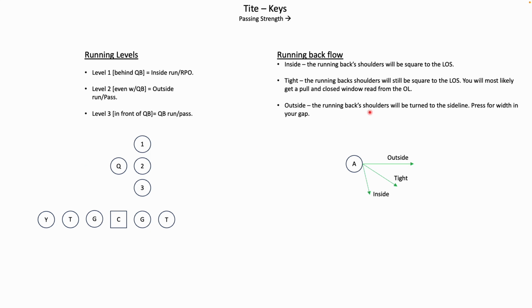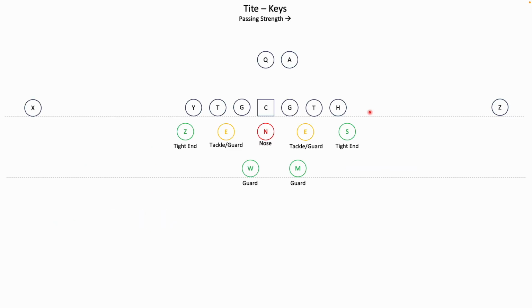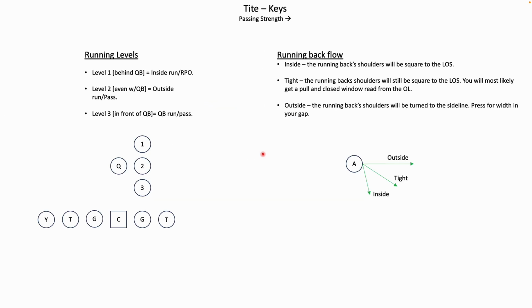Like I said, all of our keys are on the offensive line. So the Zeke, our initial key is the offensive line. If it is a run, then our eyes will shift to the running back and we want to key on the running back's flow.